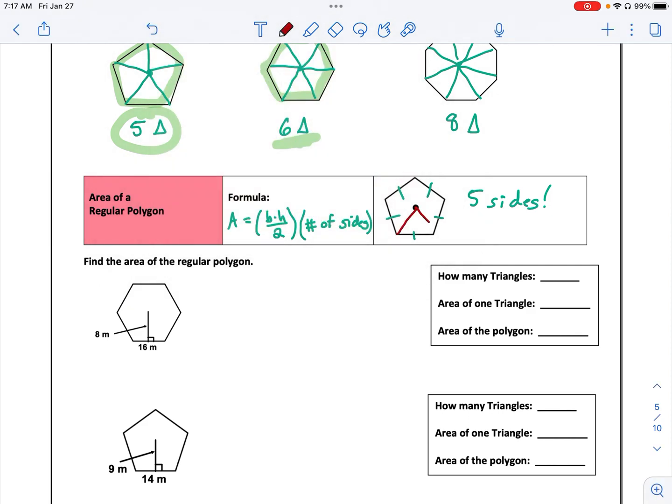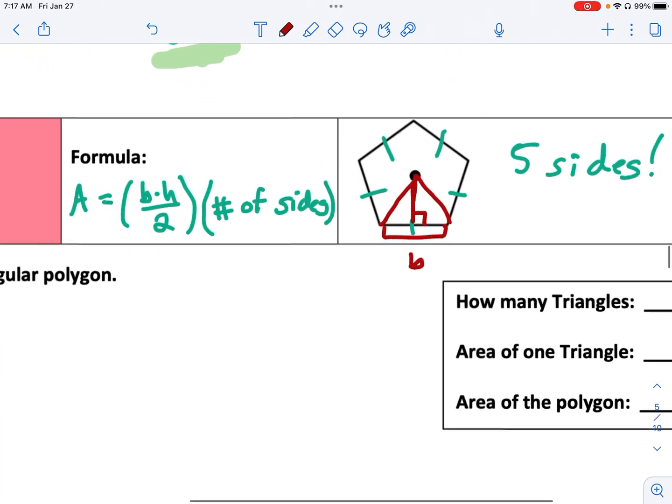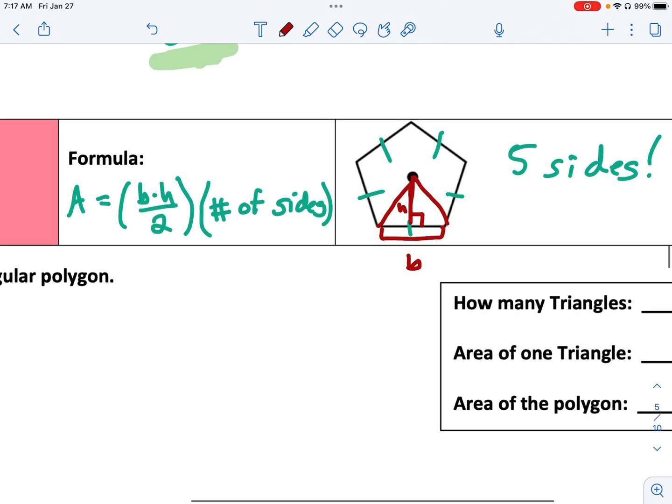If I make this triangle, the base is going to be from here to here, and then the height of the triangle has to make a right angle with the base. So the height is going to be this little piece. It's kind of hard for me to draw, but that's going to be the height. So the height is going to be the center of the triangle.